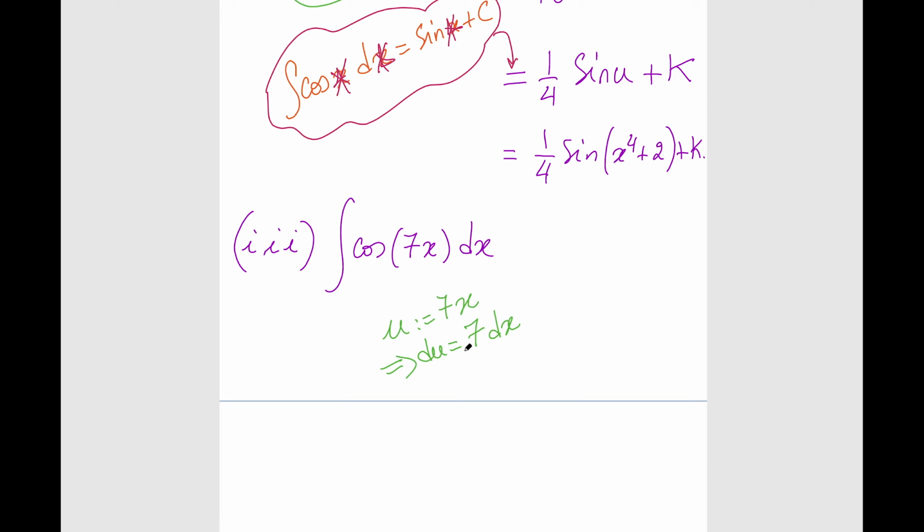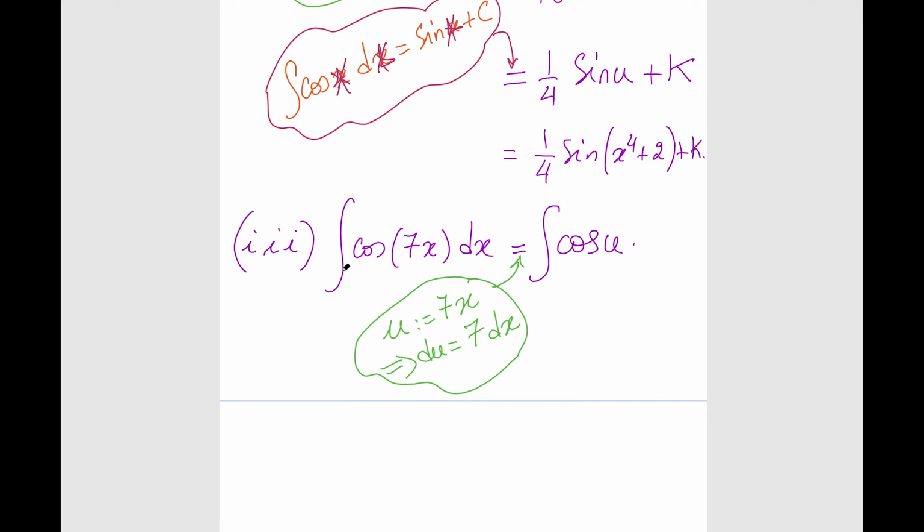It's dx, but look, I don't have a 7, but 7 is a constant factor, right? It's a multiplicative constant. You can always introduce it and divide by this constant. Make sense? So this is then equal to primitive of cosine u times, as we said, multiply by 7, divide by 7.